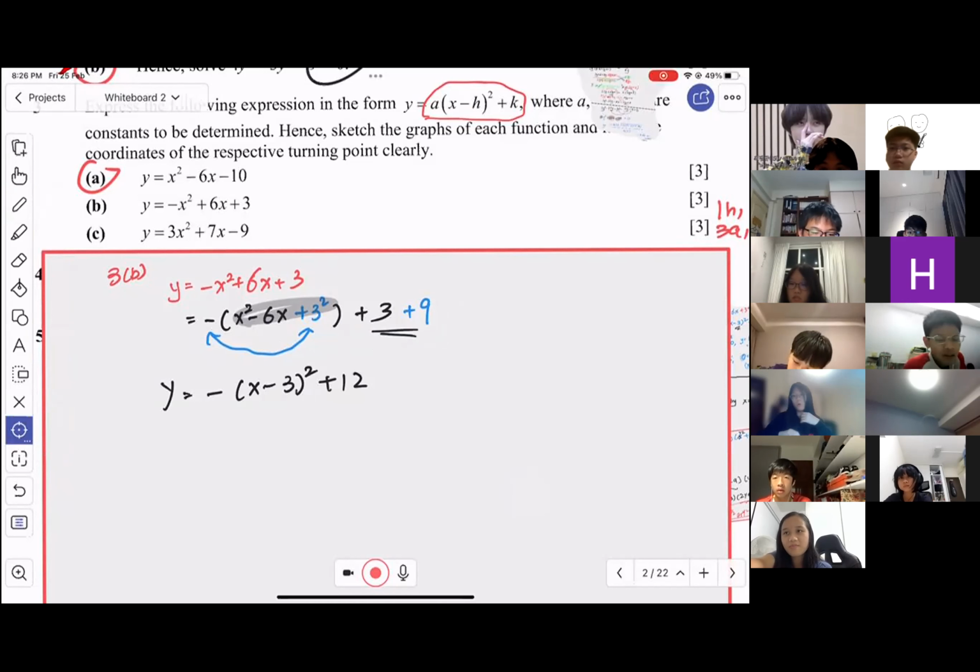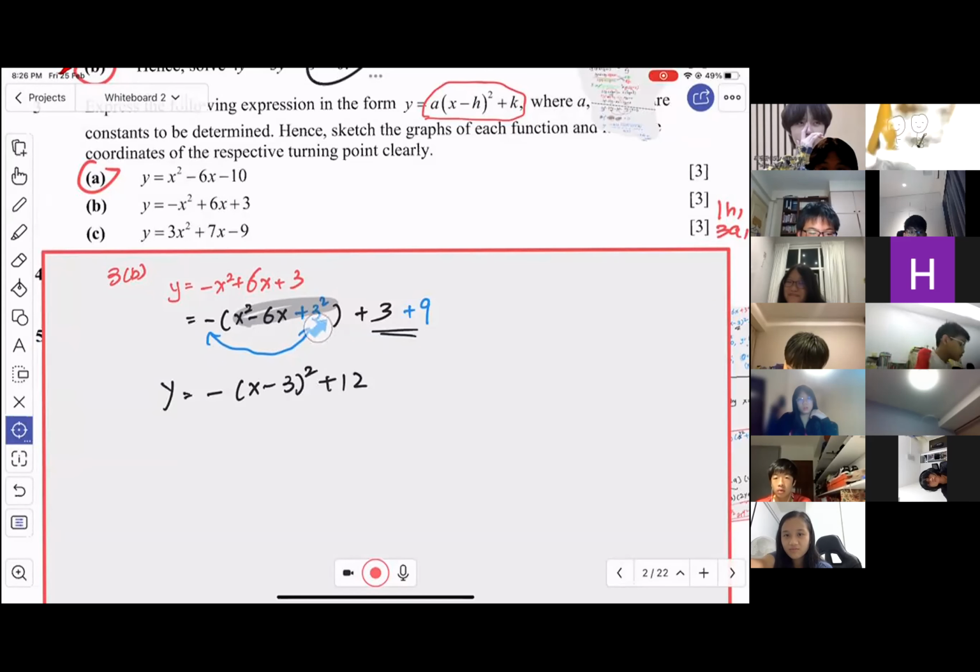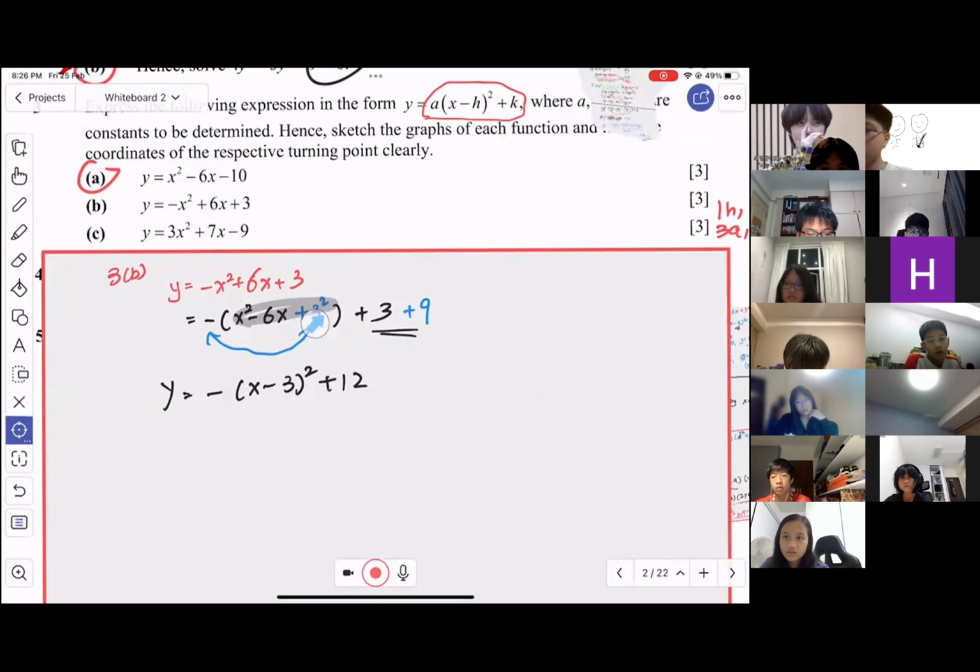Does it make sense? Because you don't always minus 9. In this case, if you plus 3 square inside, it is a minus 9. So overall here is a minus 9. That is why outside I must plus 9.